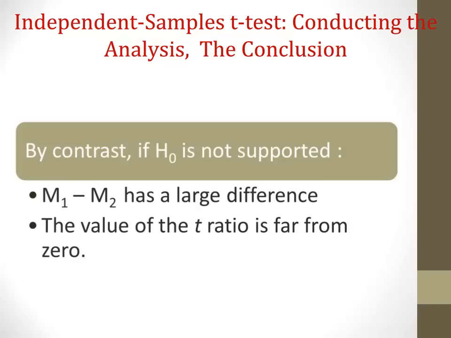Now here it's important to note that the value of t can be either positive or negative, depending on which group mean happens to be larger. However, the t-ratio, whether it's positive or negative, will be large if we reject the null hypothesis, or the null hypothesis is not supported.